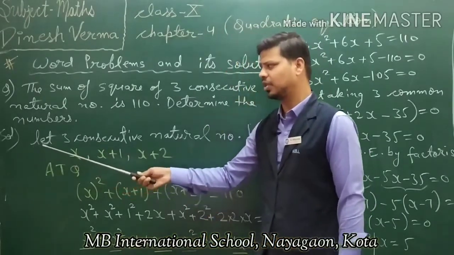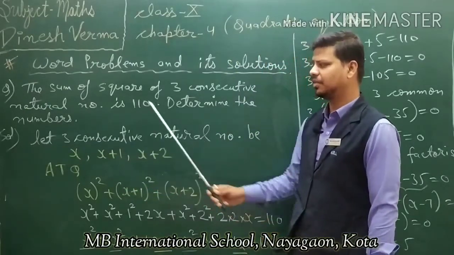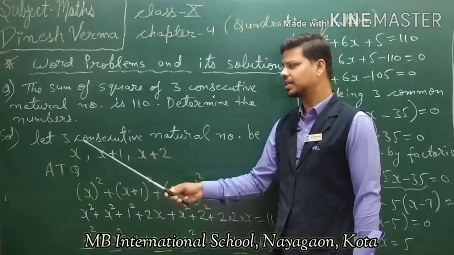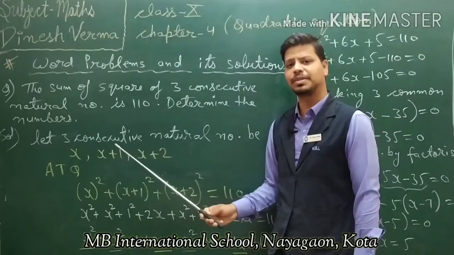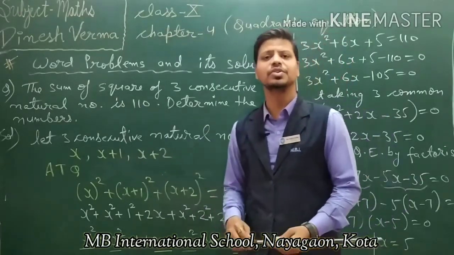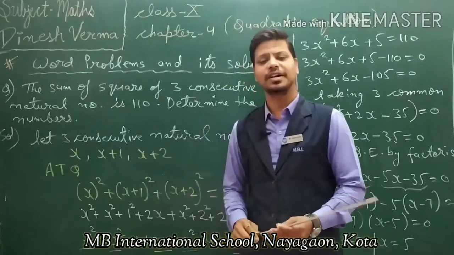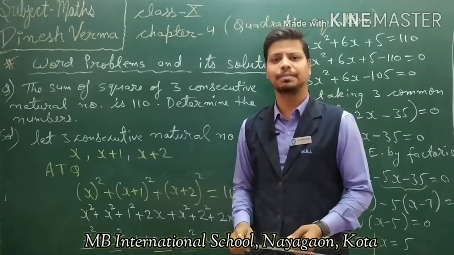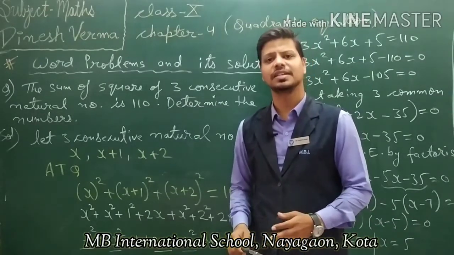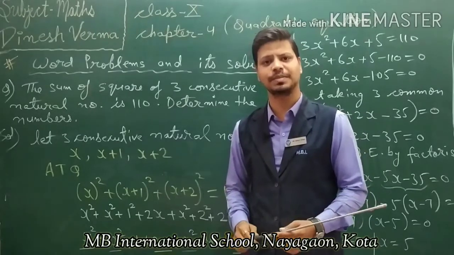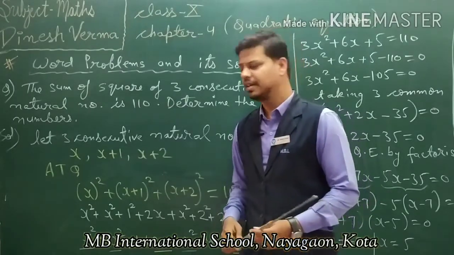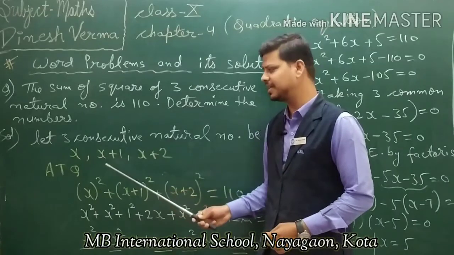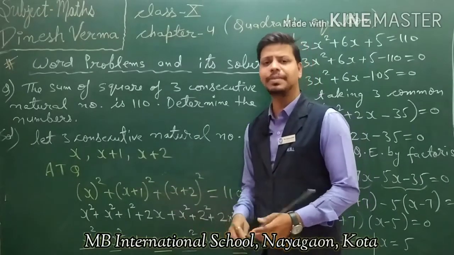So for the solution, let the three consecutive natural numbers be, the first natural number be x. Then according to the question, consecutive natural numbers means natural numbers which are in continuous form. For example, 1, 2, 3 are three natural numbers in continuous form. For example, 4, 5 and 6, these are also natural numbers in continuous form, means after 4 comes 5, after 5 comes 6. Similarly, if the first natural number is x, then the second natural number is x plus 1.